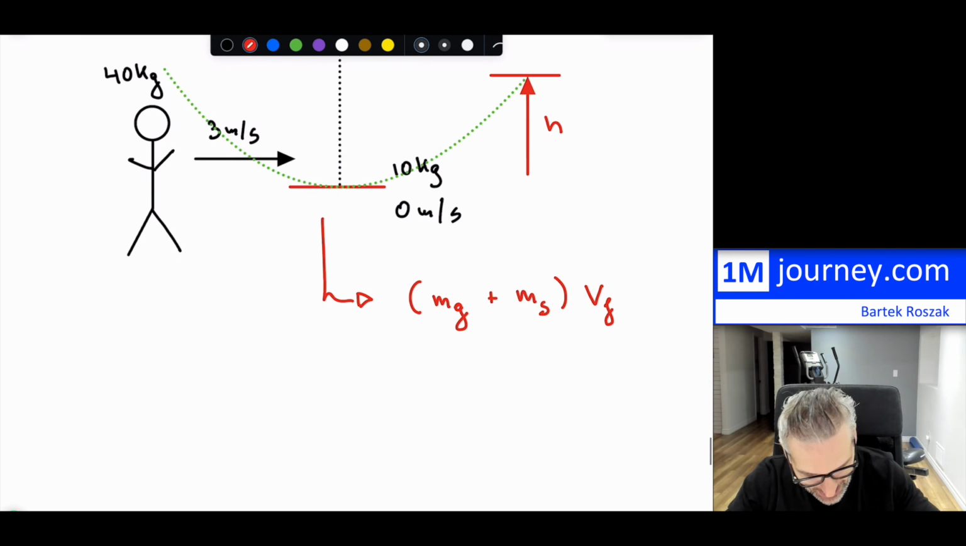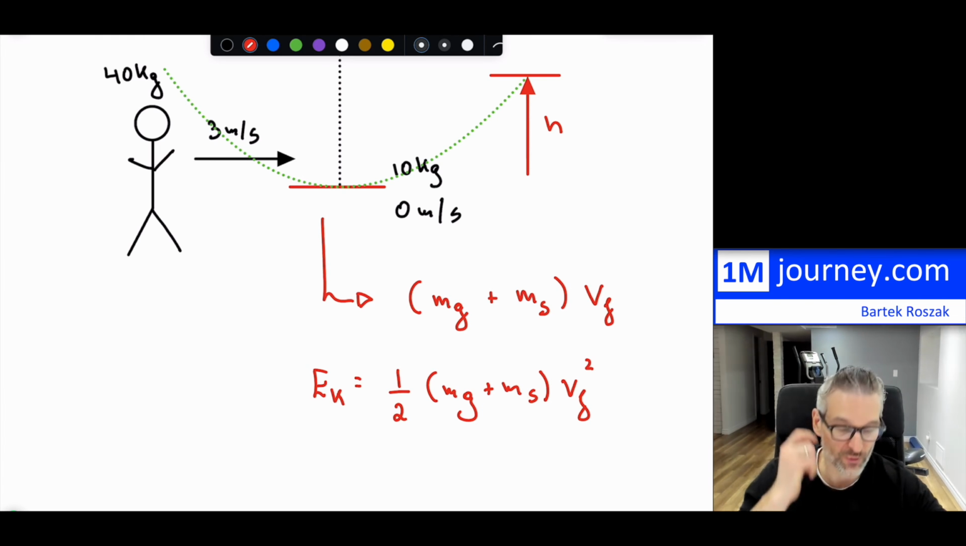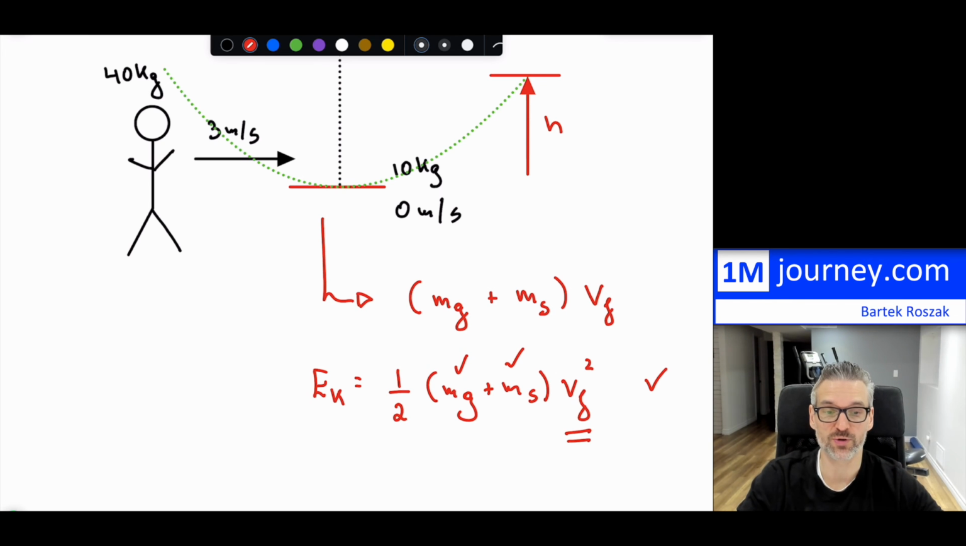So that kinetic energy we know is 1/2 the total mass, which would have been the mass of the girl plus the mass of the swing, times the final velocity squared. That's the total amount of kinetic energy that you would have right after the collision, even if it is inelastic. So this holds true. Now we have these, but we don't have this, or at least don't have it yet, but we can certainly find it.